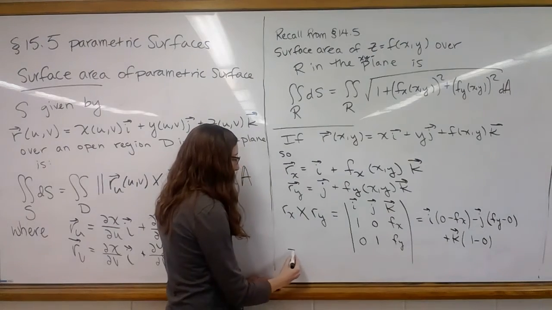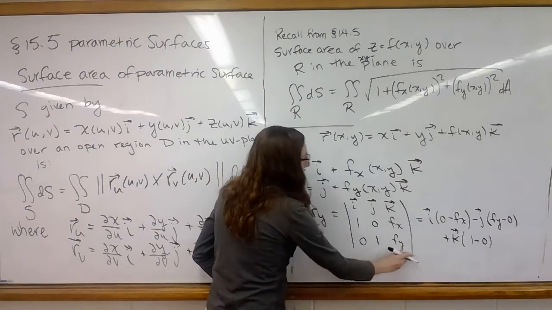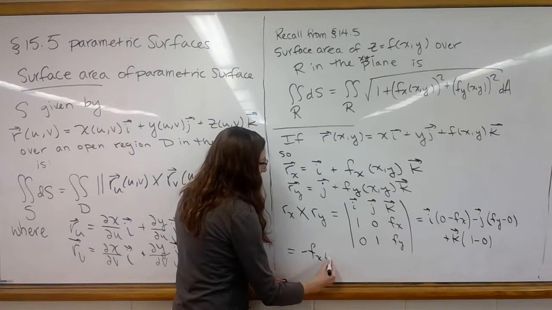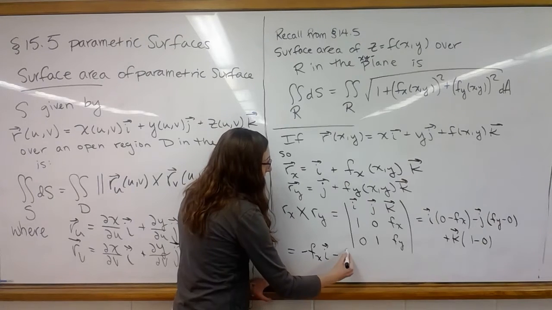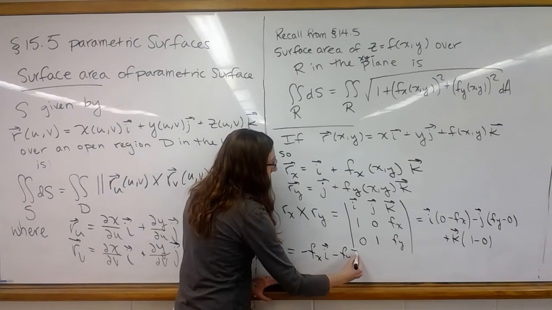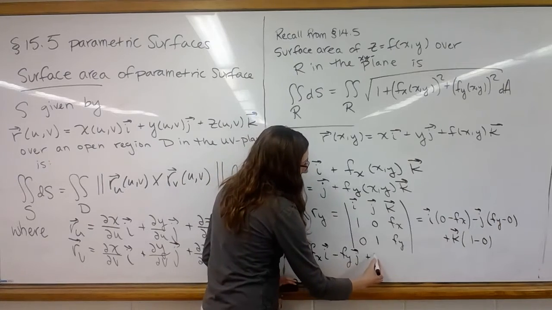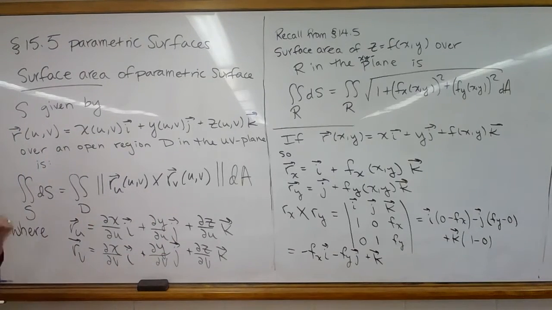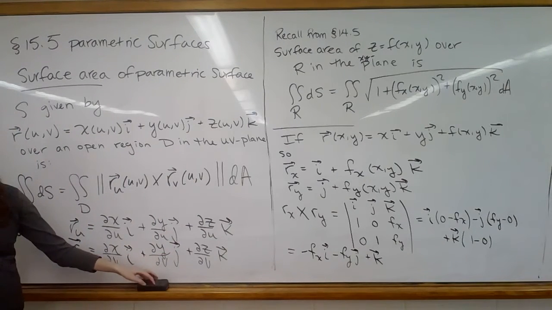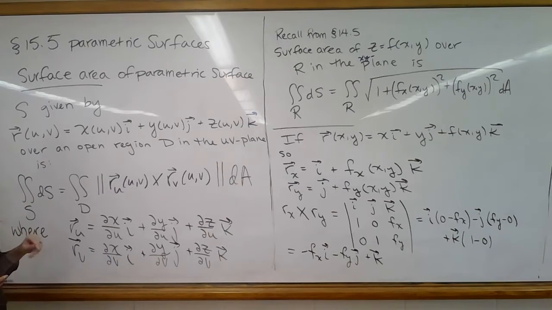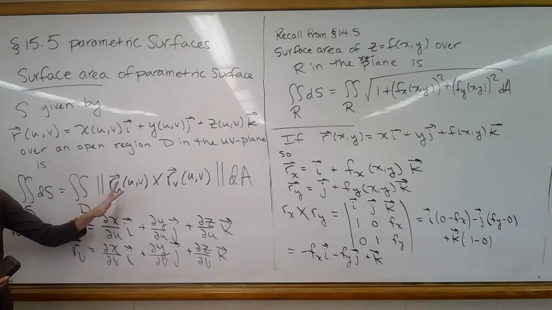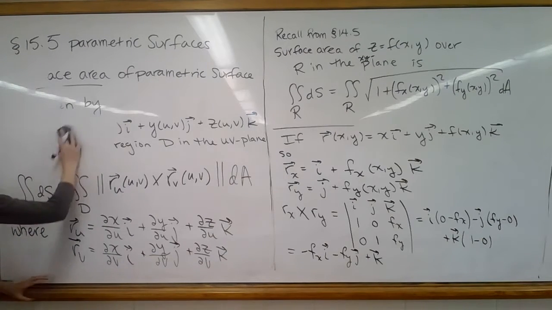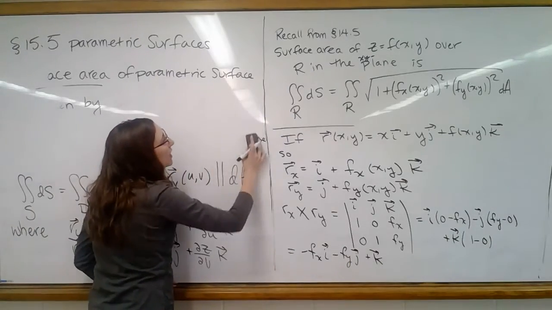So simplifying that then, this cross product looks like negative f sub x times i, and then minus f sub y times j, and then just plus a k. So this is that cross product that's on the inside here. And then what we need to do is we need to define the magnitude of it. So let me give us a little bit of space here. Try and leave that bottom portion available.